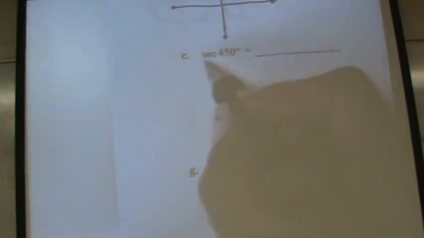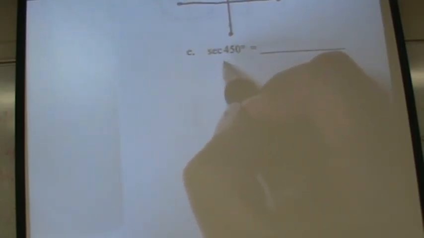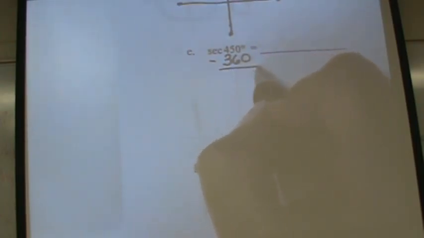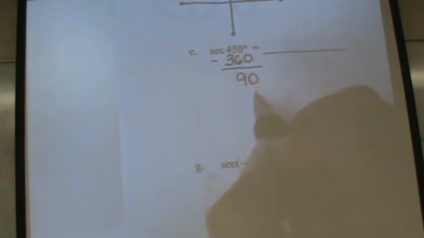Okay, how about this one, E. Forget that it says secant. Look at the 450. What's the problem with 450? It's bigger than 360. Okay, what's the first thing you're going to do? Minus 360. What's 450 minus 360? 90. Where's 90? It's (0, 1).